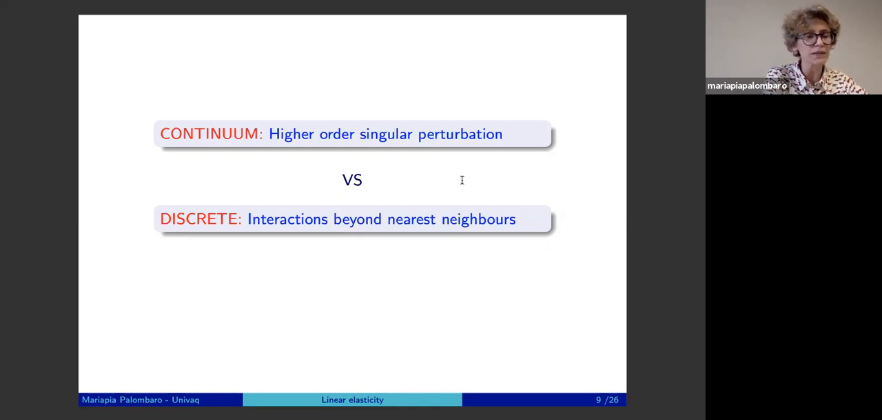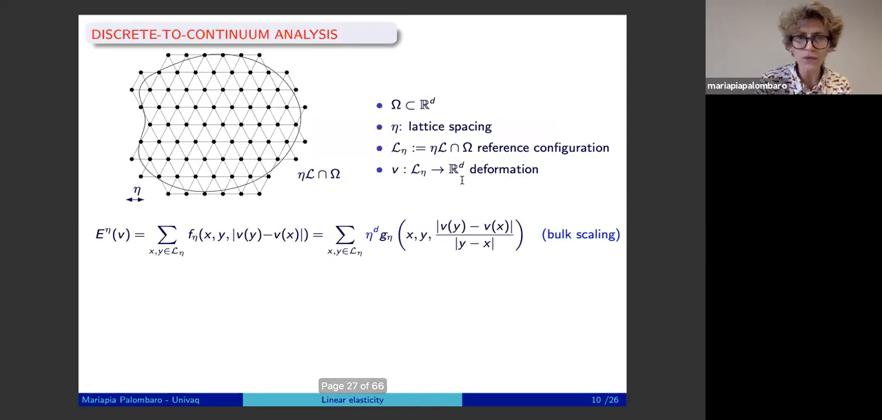So I'm not assuming that we are all familiar with atomistic energies or discrete systems. So I will try to say things in the simplest possible way. So let's start from this very simple situation. Think of the two-dimensional setting. We have a discrete system, a system of atoms sitting on a lattice. Assume we have this triangular lattice, where the distance between the atoms is eta, okay? We consider the portion of the lattice that lies inside a domain omega, a bounded domain omega.